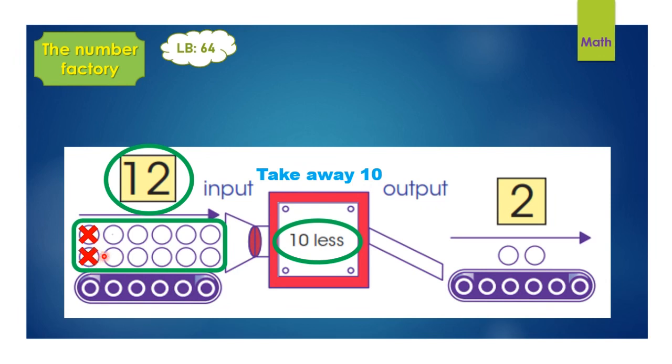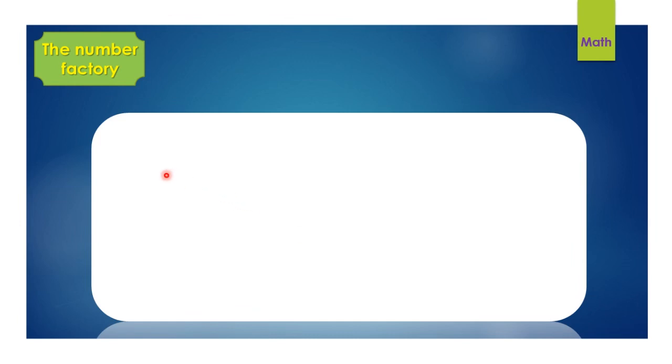1, 2, 3, 4, 5, 6, 7, 8, 9, 10. So how many left here? Only 2 circles, right? So the circles left here will be 2. So the answer will be 2. Very good. Did you get it now? This machine will take away 10. Okay, let's move and have an exercise here.